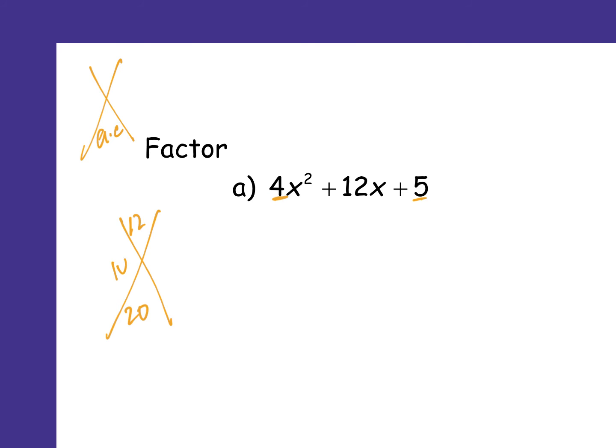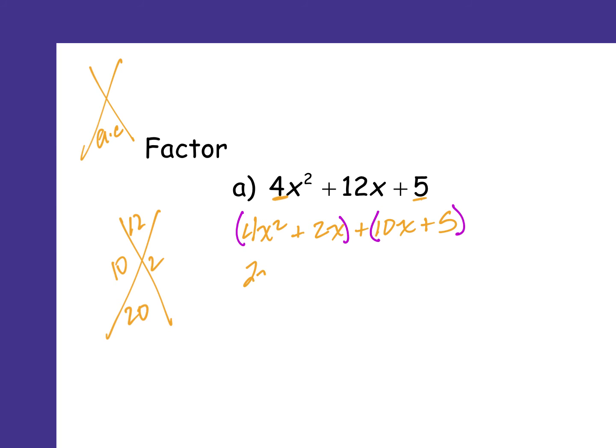So what two numbers multiply to be 20 and add to be 12? 10 and 2. Okay. So instead of doing the box method, you can also do it this way. I can rewrite this as 4x squared plus 2x plus 10x plus 5, okay? And then I'm going to factor by grouping. What can I take out of 4x squared and 2x?